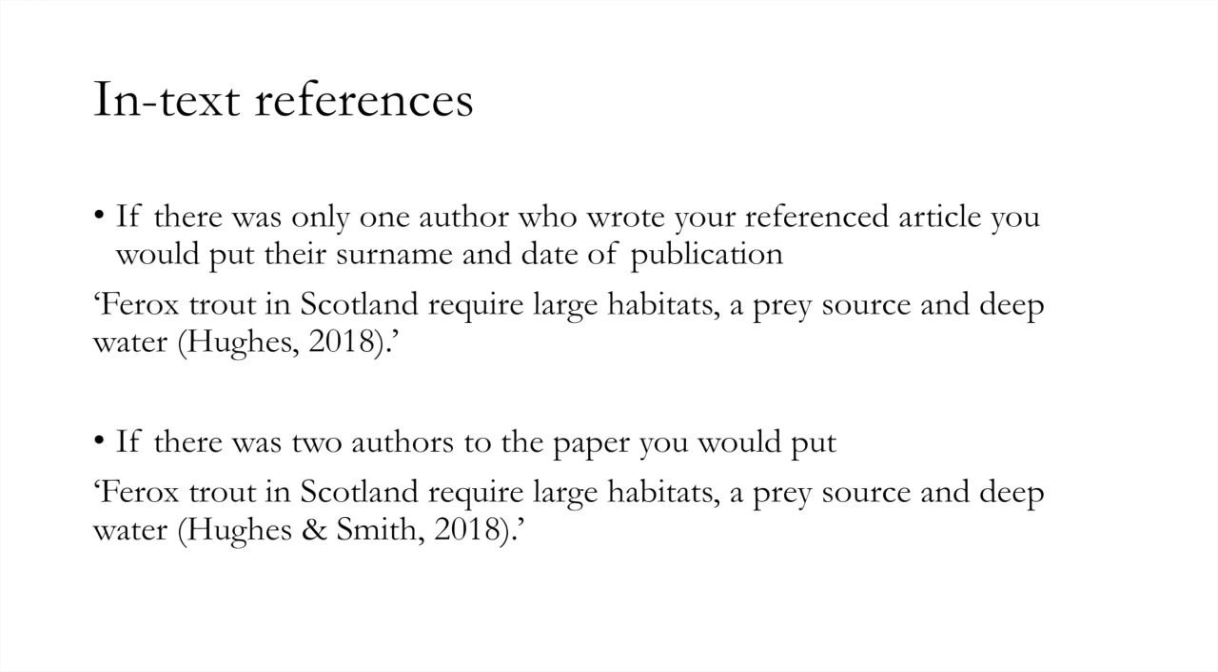Now, if one of my friends or a colleague helped me write this, where there were two authors, we would have the same statement and say it was Joe Smith, then it'd be Hughes and Smith, 2018. Okay, so we'd have the two surnames of the authors of the paper that you're referencing and the year it was published. And this is typically what most in-text references look like.